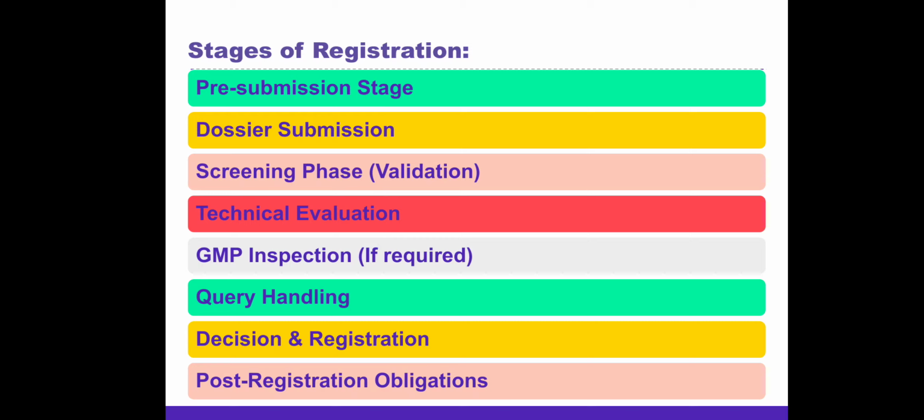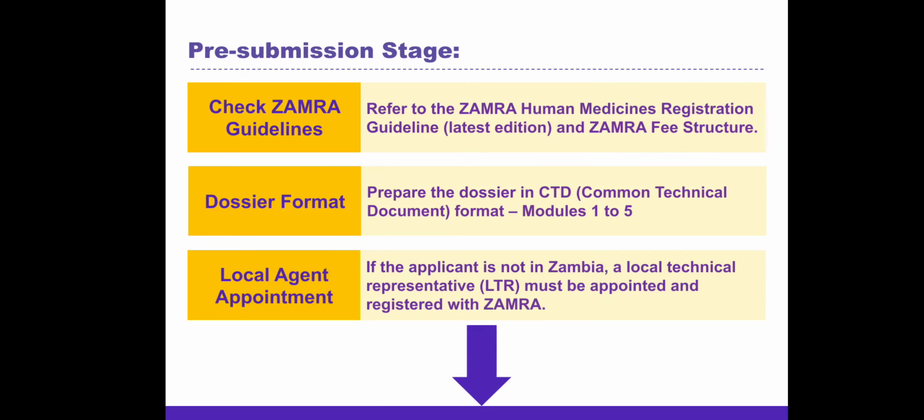First one is the pre-submission stage, second one is dossier submission, third one is the screening phase, also called the validation phase, fourth one is technical evaluation, fifth one is GMP inspection, sixth one is query handling, seventh one is decision and registration, and eighth one is post-registration obligations. Now we'll see all the stages one by one.